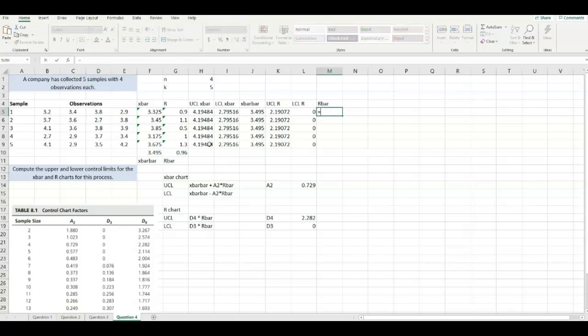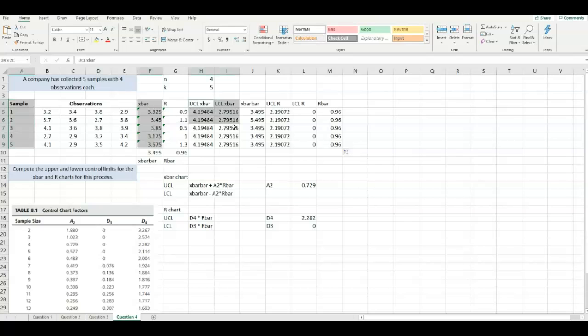Now R bar, we just want to select that, freeze that cell, so that way we can have 5 of those listed here. Now we have all of the pieces to finally start creating the X bar chart and the R chart. So when we do this, we are going to want to select our samples, our X bars, and all of our upper, lower control limits and the X bar values here. So if you hold down Control while doing that, it will select all of these values.